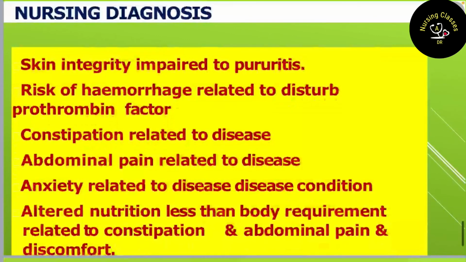Impaired skin integrity related to pruritus. Then the next one is risk of hemorrhage related to disturbed prothrombin factor. Then constipation related to disease, abdominal pain related to disease, anxiety related to disease condition. Altered nutrition less than body requirement related to constipation and abdominal pain and discomfort.